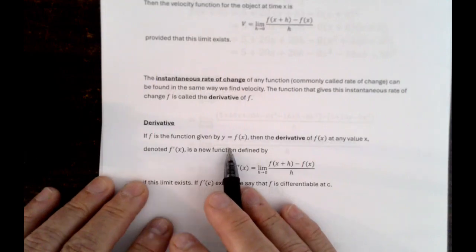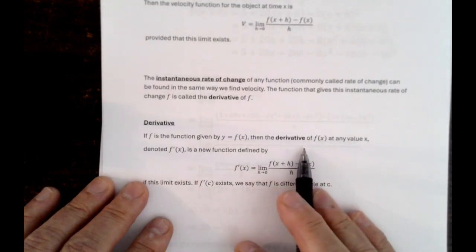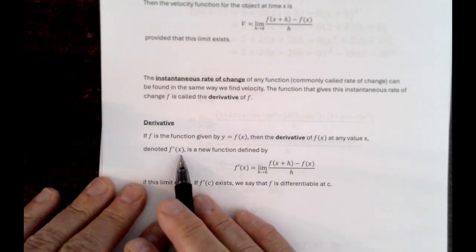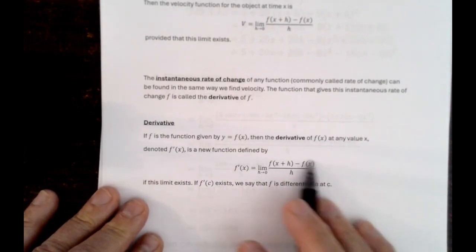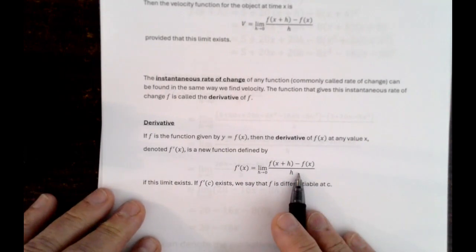So if f is a function, then the derivative of f is denoted by f prime of x, and you find the limit of this slope idea.